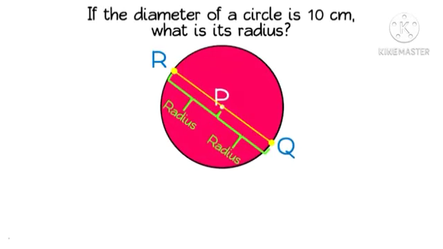One more example. If the diameter of a circle is 10 centimeters, what is its radius? Radius is equal to diameter by 2, which is equal to 10 by 2. So, finally, 5 centimeters.